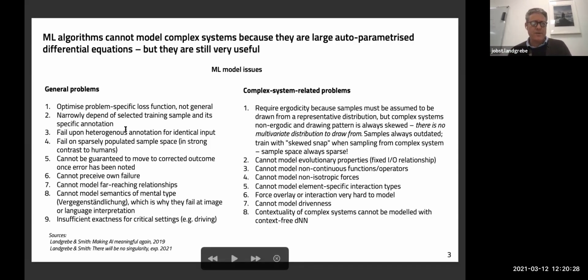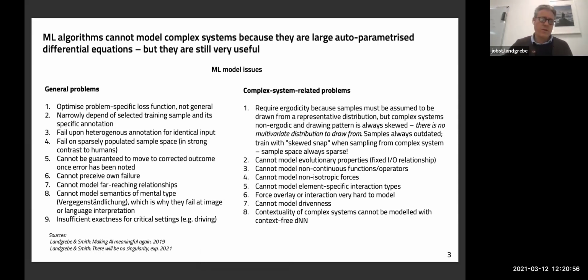So they narrowly depend on the selected training samples. They fail if the annotation for identical input is heterogeneous. So if I have the same input but different outputs, then they will not train properly because, mathematically speaking, it's distorting the hyperplane that I'm trying to fit into the hyperspace. They fail on sparsely populated sample spaces.